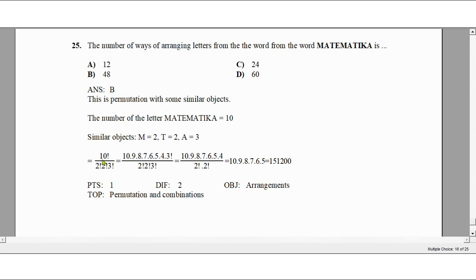It will be like this, 10 factorial over 2 factorial, 2 factorial, and 3 factorial. So you can calculate as usual. We stop at 3 factorial because we need to cancel with the denominator, 3 factorial, and then this remains. The 2 factorials mean 2 times 2, 4, so we can cancel the 4 here. So remains 10 times 9 times 8 times 7 times 6 times 5 equals 151,200.